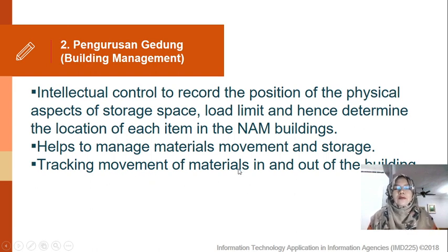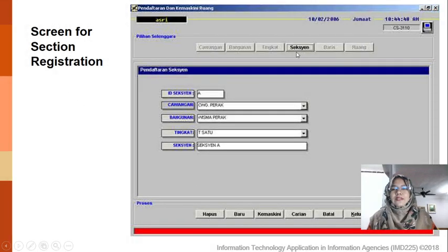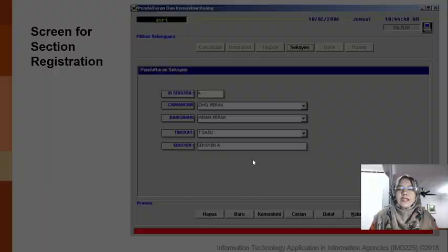This is how they are going to manage, okay, if there is a process of landing the materials itself, or landing the records or documents inside the National Archive Malaysia. So the functions of the submodules include registration and updates of branch, building, floor, section, line, and also space. Alright, so this is the screen for section registration. Alright, so ID section A, cawangan mana, alright, and then the building itself, tingkat berapa, and also section.